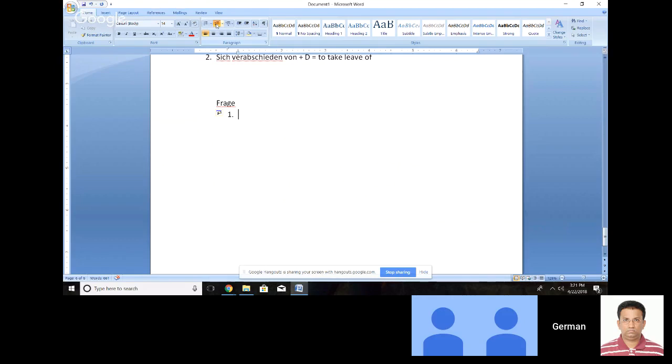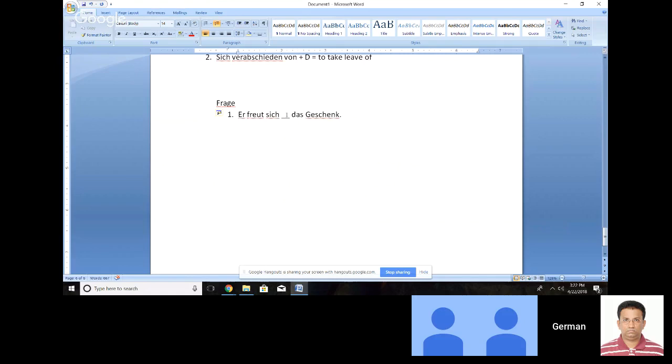First example: Er freut sich das Geschenk. Now, sich freuen, what you have to do is look for which preposition sich freuen takes. There is sich freuen auf and also sich freuen über. Sich freuen auf plus accusative means to look forward to, and sich freuen über plus accusative means to be happy about.